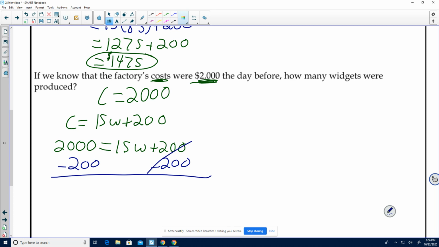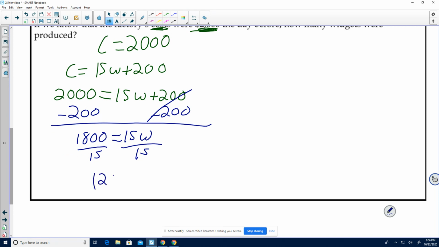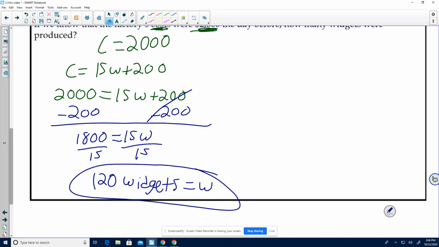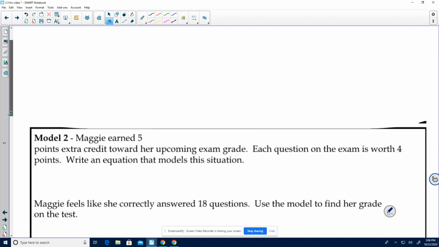That's going to give us 1,800 equals 15W. And after I divide both sides by 15, I'm going to get 120 widgets equals W. So that means that if we spent $2,000, we produced 120 widgets. Okay? All right, number 2, second one.